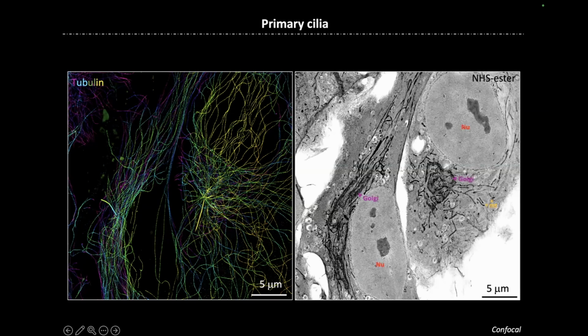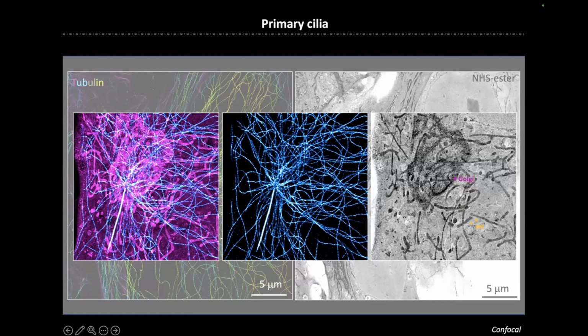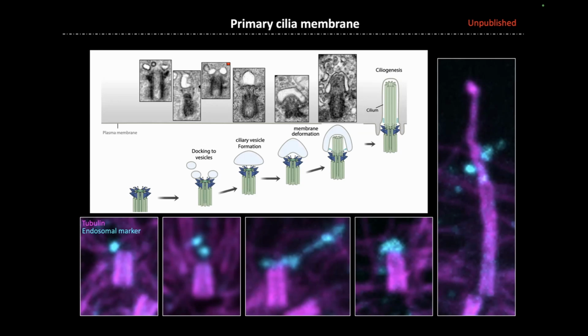And actually, what is quite nice with NHS ester is that it really reveals a lot of stuff, like you nicely see the nuclei, the mitochondria, the Golgi apparatus, and here it's even endolysosomes. And then if we zoom on this cilium, it's quite nice to see that actually the cilium is always localized in the vicinity of the Golgi. And without this combination, it would have probably been difficult to co-localize these two together. So that's why we really like this method.